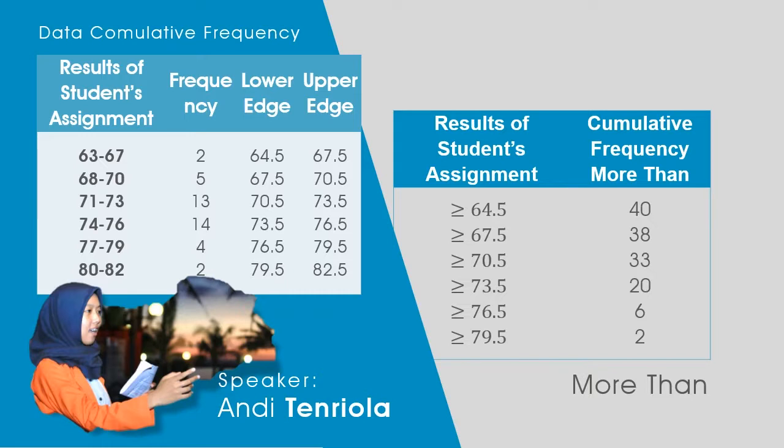And talking about the cumulative frequency more than, the value is 14 because the data 64.5 involved all the frequency in the first table. For the second, why 38? Because the data more than 67.5 involved all the frequency in the first table except the first class. So 14 subtracted by 2 equals 12.